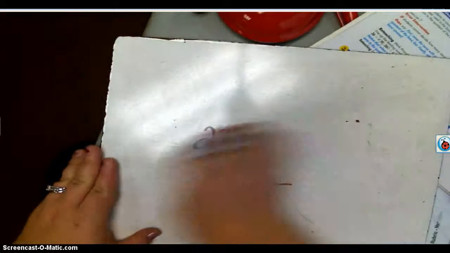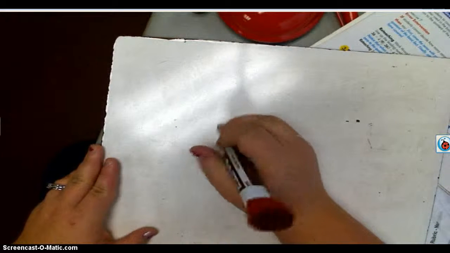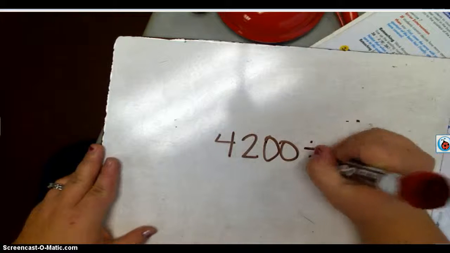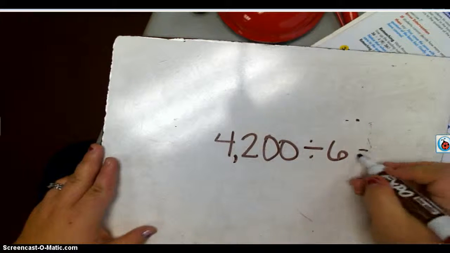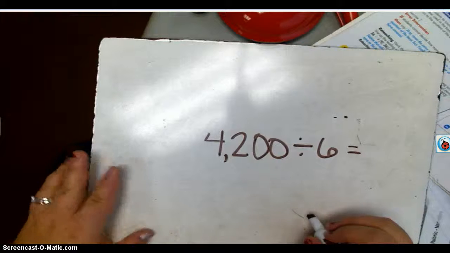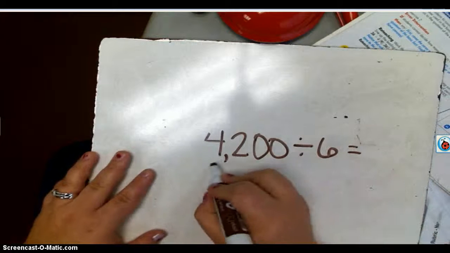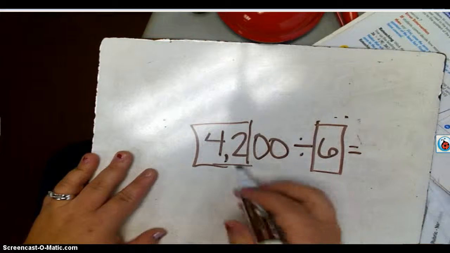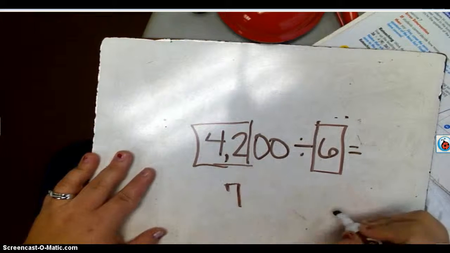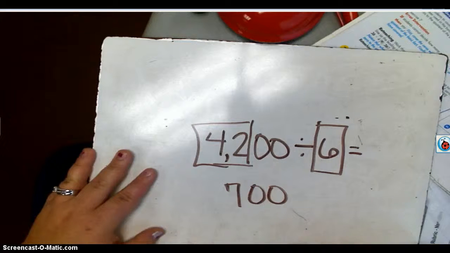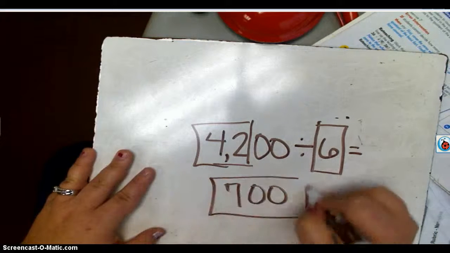So here's one for you to try on your own. How about 4,200 divided by 6? While you're working on this, you can pause the video and work on it. I'm going to go ahead and walk you through the answer. When I look at my digits that are non-zero, I have 42 and I have 6. 42 divided by 6 is 7. I have 2 zeros. I'm going to add 2 zeros to my answer. So my quotient would be 700.